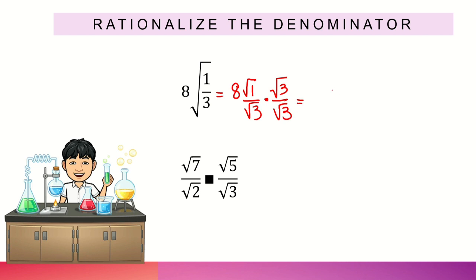Then we now multiply 8 times square root of 1 times square root of 3. The product is 8 times square root of 3 all over square root of 3 times square root of 3. The answer is square root of 9. And then we simplify. We know that 9 is a perfect square and it has a square root. The square root of 9 here is 3. We now have 8 times square root of 3 all over 3.